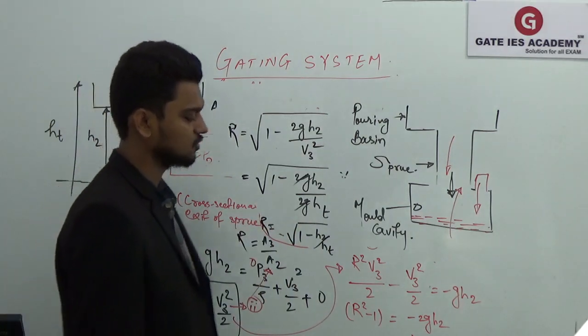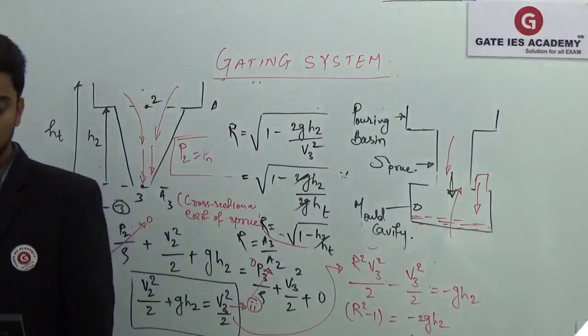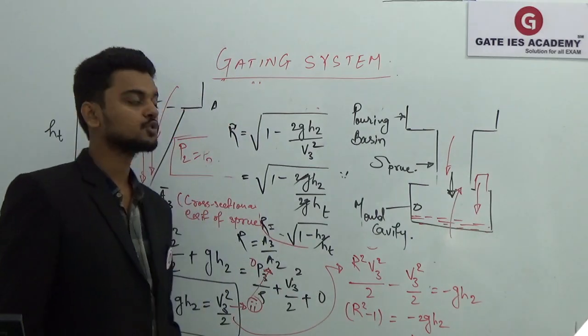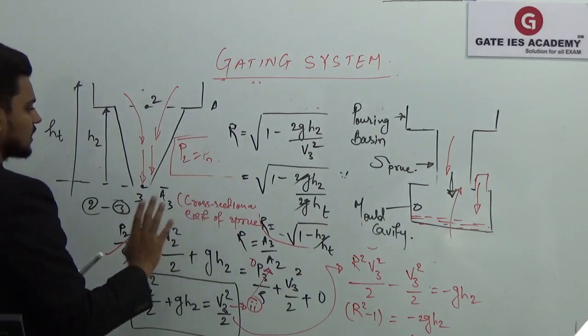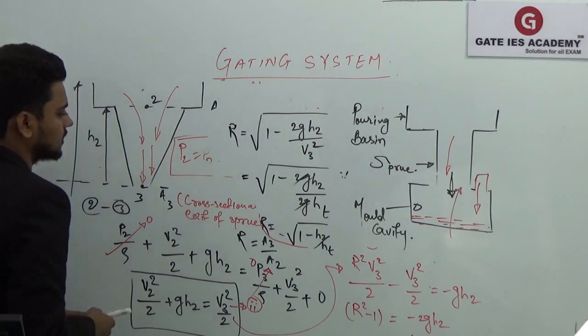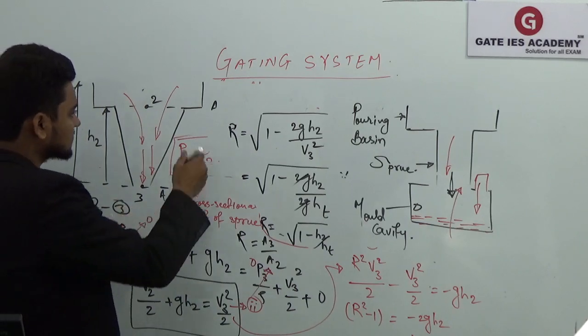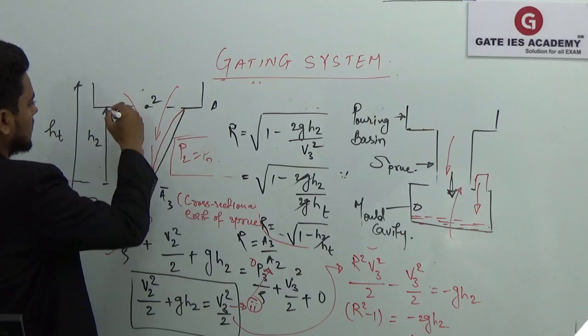R is nothing but the ratio of the area. This is the equation that we got for the ratio A3 upon A2, and it tells us that the shape of your sprue should be parabolic.